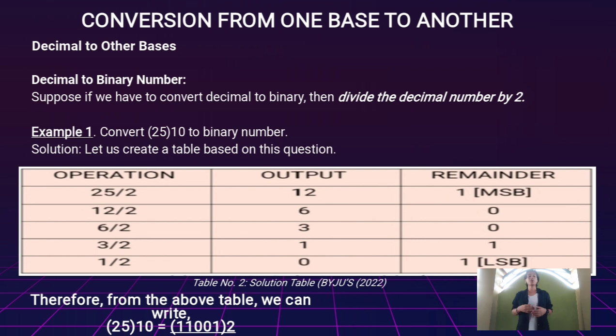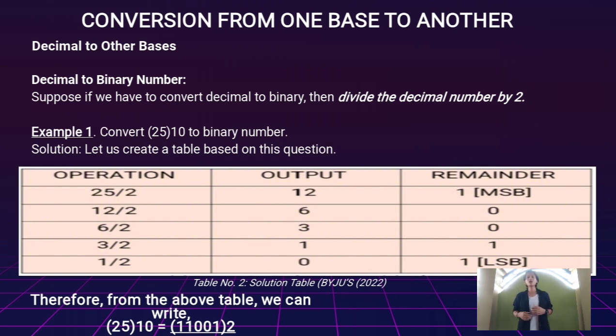Decimal to other bases. Converting a decimal number to another base is easy. We have to divide the decimal number by the value of the new base. So, decimal to binary. Suppose we have to convert decimal to binary, then divide the decimal number by 2. Of course, the base of decimal is 10, so in order to convert the decimal into binary, we need to use the base of the binary number, which is 2.